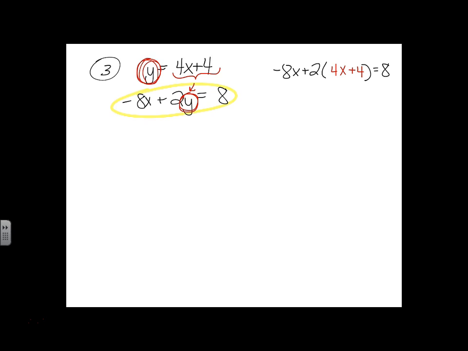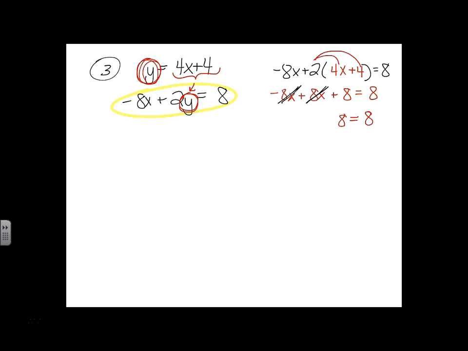Now we solve. So what would you do first after plugging in? I would probably distribute the 2. Yeah, distribute. I thought you were trying to get rid of the 2 first. So then you get negative 8x plus 8x plus 8 equals 8. See it? You agree? Then you combine. I can combine a negative 8x and a positive 8x. What happens? 0. They cancel out. They do go away, don't they? And then 8 equals 8.